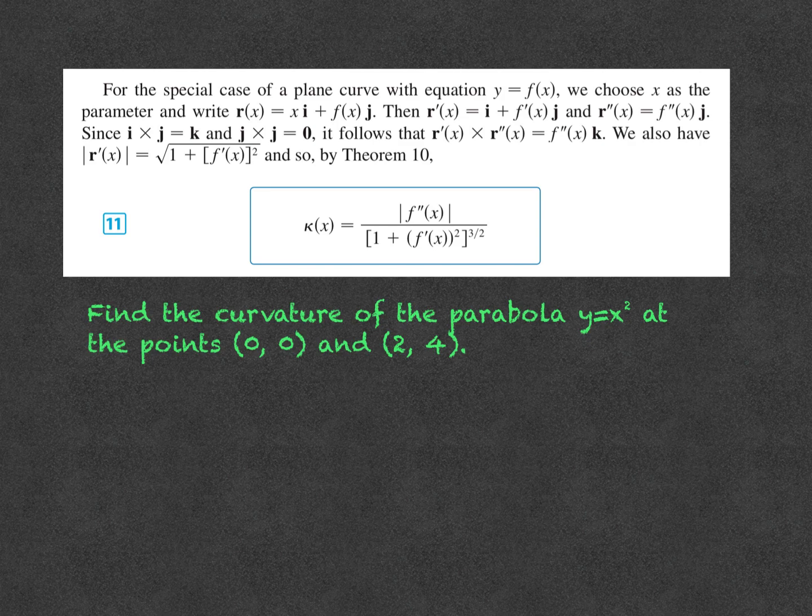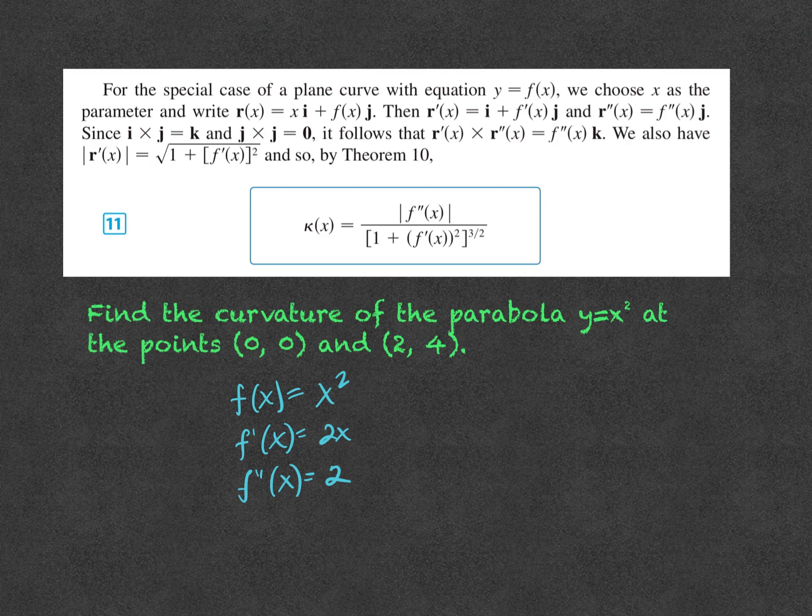All right, I decided to do one for you. So kappa says, let's start with the second derivative. So here we have y equals x squared. Since y equals x squared, let's start with finding the derivatives. The first derivative, let's let f of x equal x squared. So the first derivative is 2x, and the second derivative then is 2.